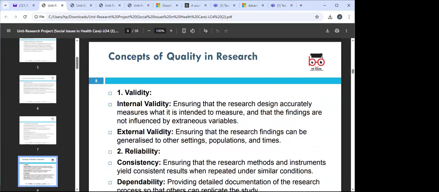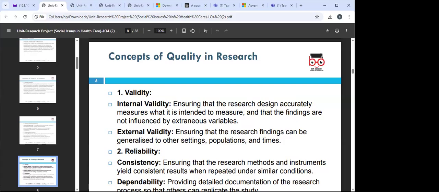Okay. Concepts of quality in research. Validity. Internal validity: ensuring that the research design accurately measures what it is intended to measure, and that the findings are not influenced by extraneous variables.